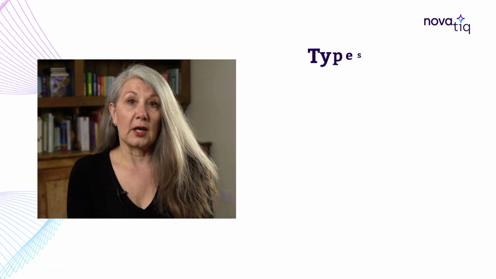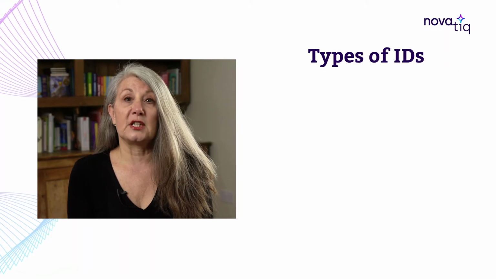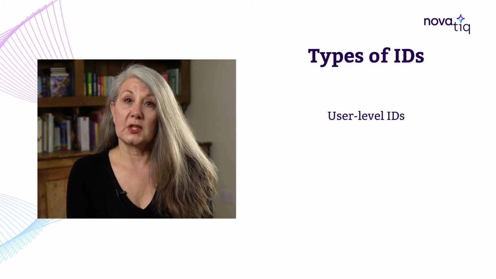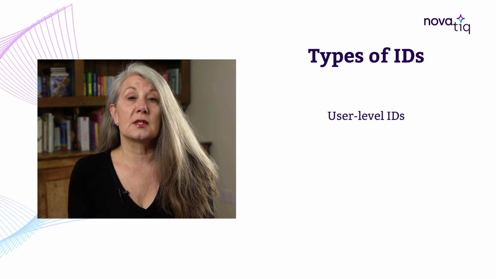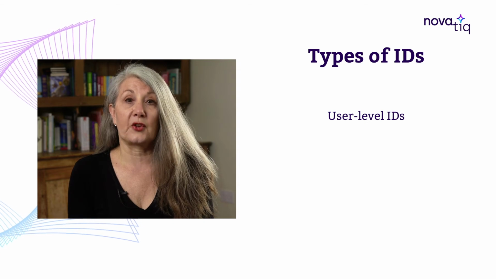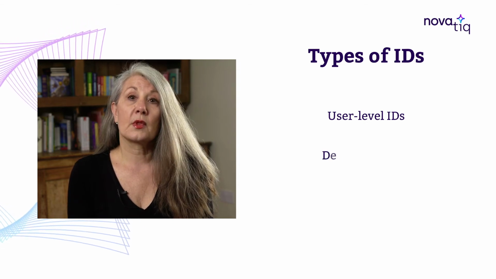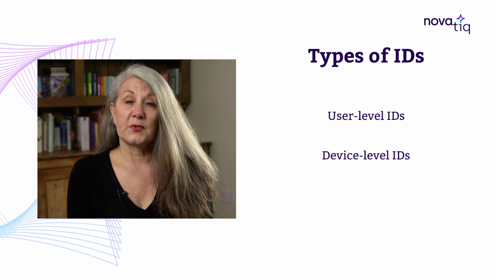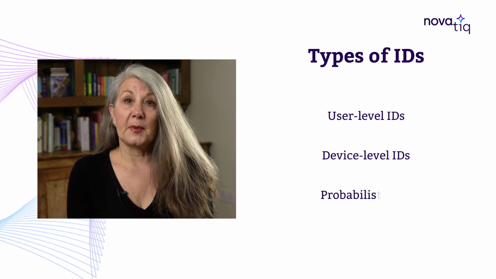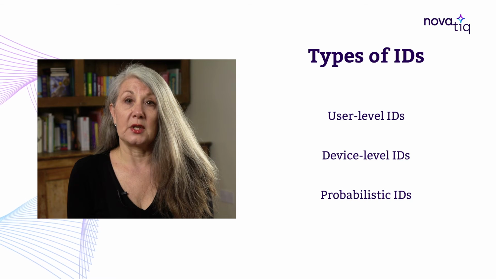Within the advertising ecosystem, there are a number of different types of IDs delivered by multiple ID providers. Broadly, the types of IDs available fit into one of the following categories. User-level IDs, such as unified IDs, which are consistent across domains and usually linked to email addresses gathered through authentication. Device-level IDs, such as the ADID or IDFA. Probabilistic IDs based on fingerprinting.